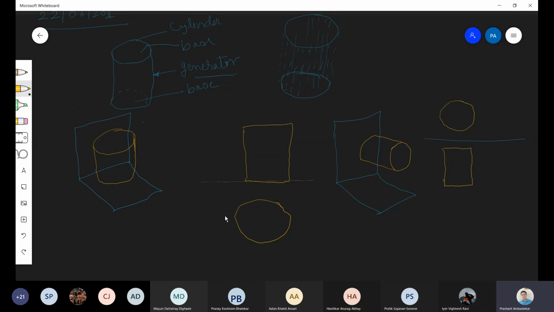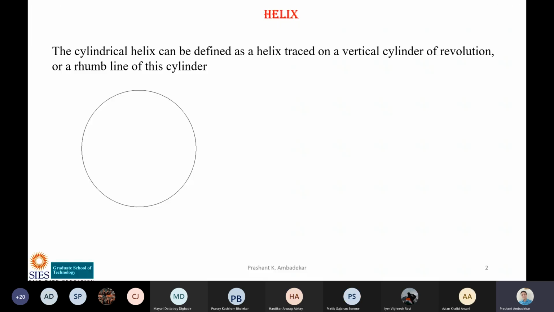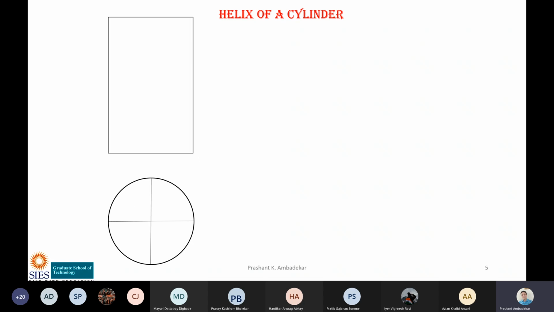Now, if you remember, in the helix of a cylinder, I had told you how to divide a circle into 12 parts. Those who have forgotten can watch that video, how to divide a circle into 12 parts and how to do the cylinder. So I will quickly show that with a circle. First divide the circle into 4 parts. Front view of the cylinder is a rectangle, top view is a circle.